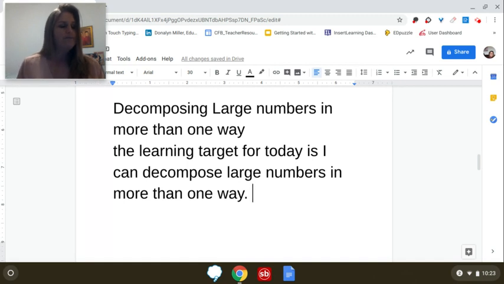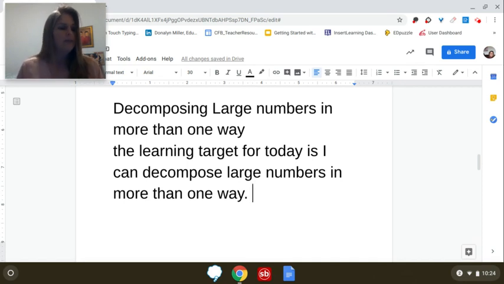So, when we use this in math, we're breaking numbers into smaller forms. Today, we're going to do that using number bonds, and we've done that before, but just so you know, the number bonds, this is a review.